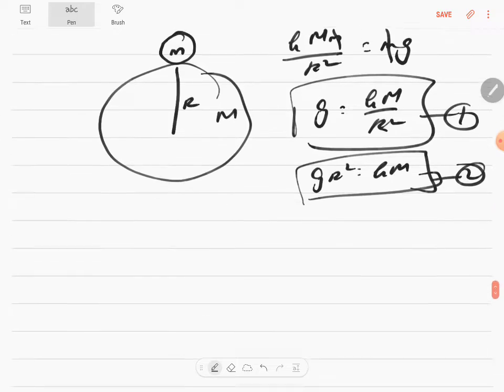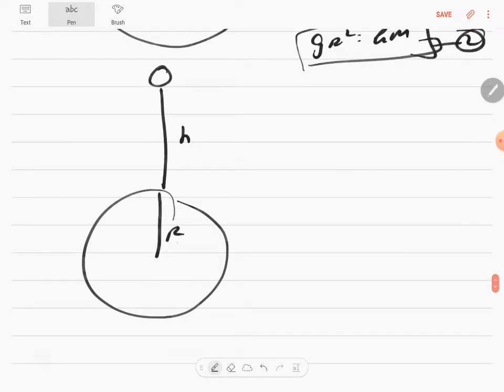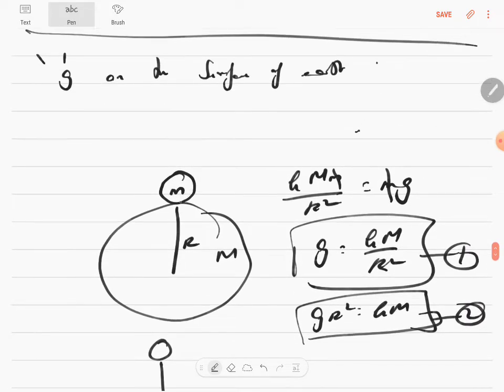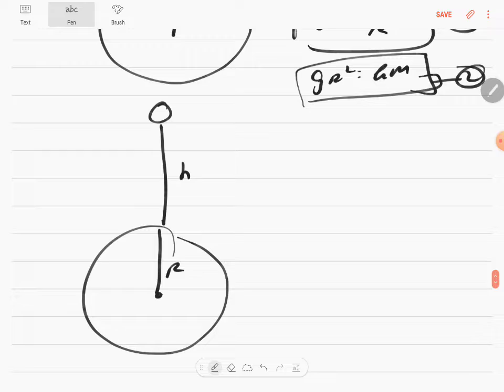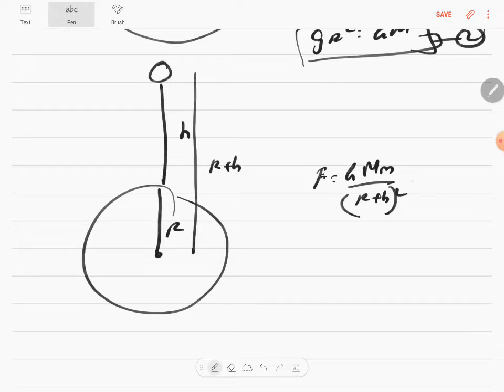The second equation. Now, supposing the body is present at a height h, and this is radius r. Supposing the body is not at the surface of the earth, it's at a height h, like you are on the third floor. Then the total distance will become r plus h. The force of attraction will be capital G into capital M into small m by r plus h the whole square, which is equal to m into g at a particular height.